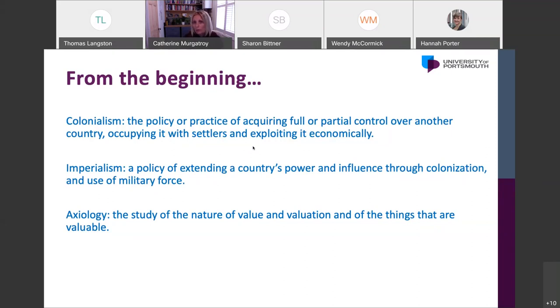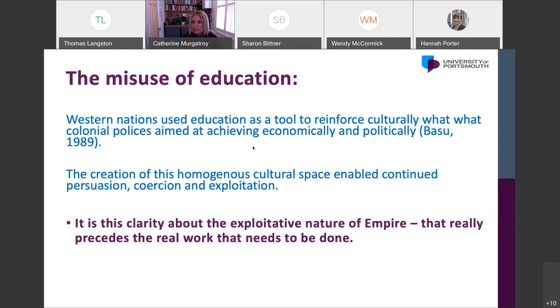Okay, and throughout colonization, what we have seen sadly is the misuse of education. We know that Western nations and Western colonies used education as a tool to reinforce culturally the colonial policies aimed at achieving economically and politically. So we've taken financial control of a country, we've taken political control of a country, but now we need to control the people, we need to form an alliance with the populations in order to prevent rebellion.